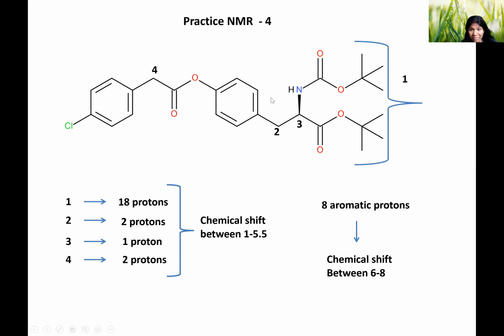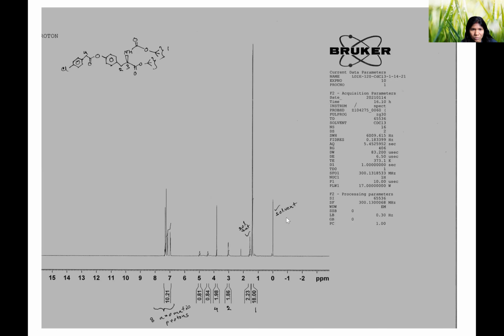Okay, now let's check how many aromatic protons we have. 1, 2, 3, 4, 5, 6, 7, 8. So we have 8 aromatic protons, which will have chemical shift values between 6 to 8. Now let's quickly check its lab NMR data. We'll first look for this big tertiary butyl group peak. As I had mentioned before, it will be here at 1.5. So this is for 18 protons.